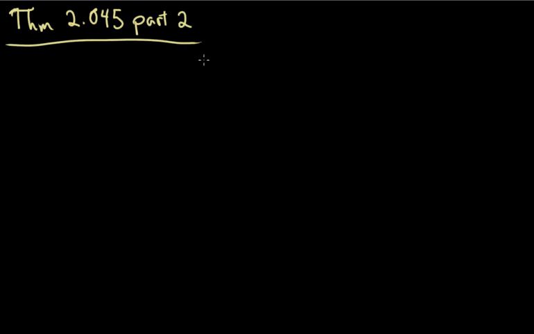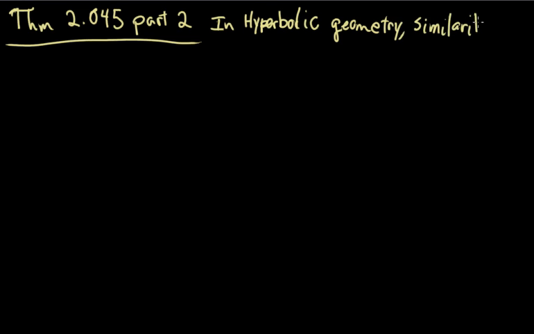This video we're going to be doing theorem 2.045, and it's part 2. Parts 2, 3, and 4 are pretty short. The theorem says that in hyperbolic geometry, similarity is equivalent to congruence.